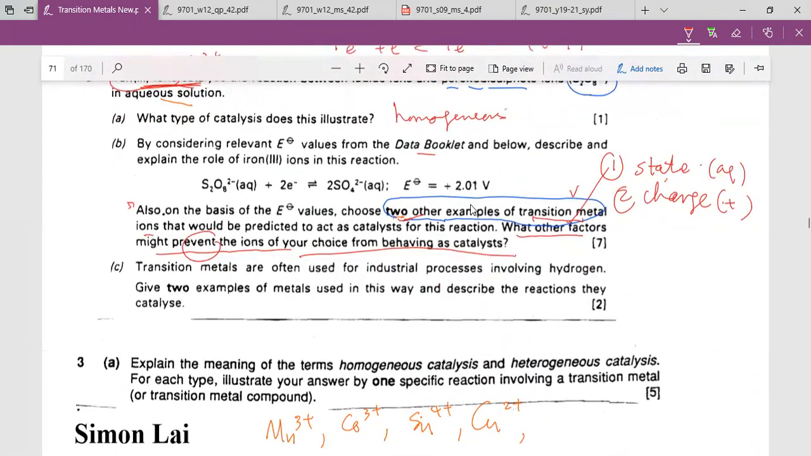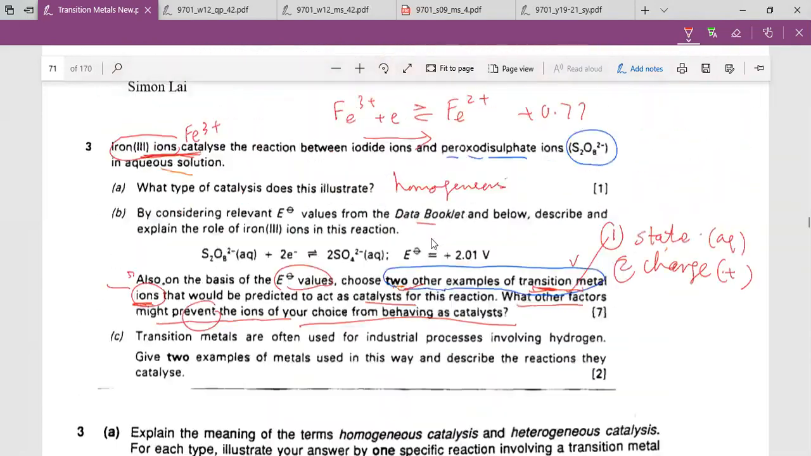Now the second one, also based on E0 values, this is the original one: choose 2 other examples of transition metal ions. They want ions. Why ions? Because it's homogeneous, it cannot be metals, must be ions, remember? They can be predicted to act as catalysts. What other factors might prevent the ions of your choice? So how to solve this problem?